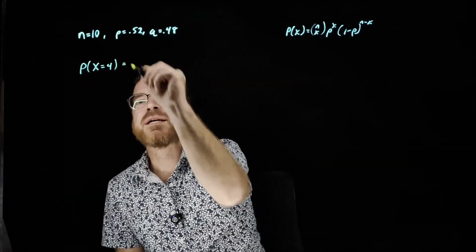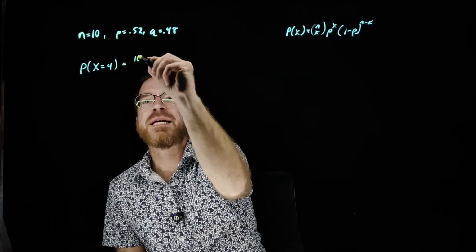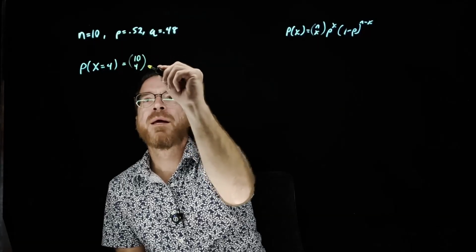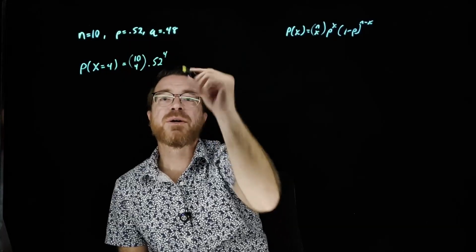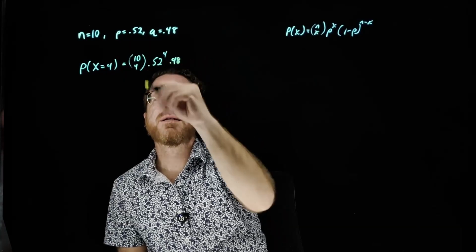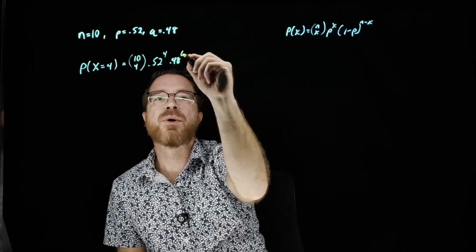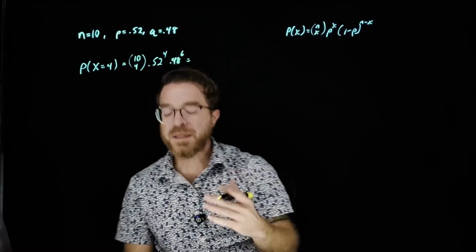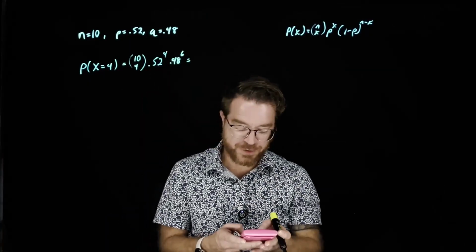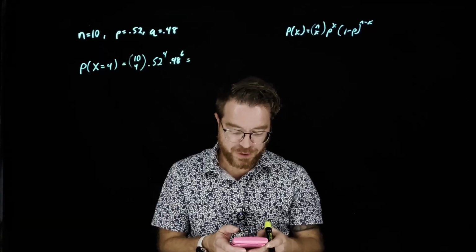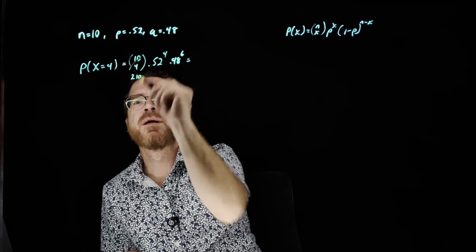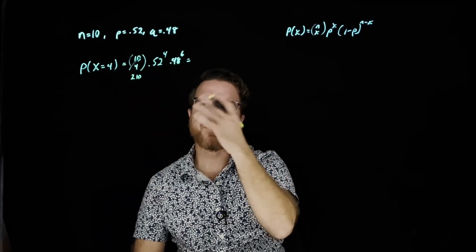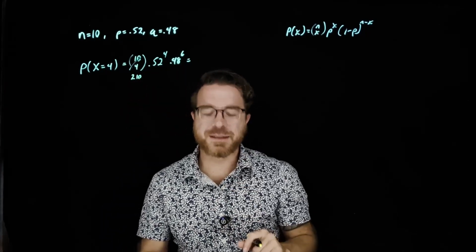So plugging this in, we're going to get 10 choose 4, times 0.52 to the 4th power, and then the probability of failure, which is 0.48 to the 10 minus 4 power, or 6th power. First things first, let's figure out what 10 choose 4 is. 10 choose 4, I get 210. So 210 times 0.52 to the 4th power times 0.48 to the 6th power.